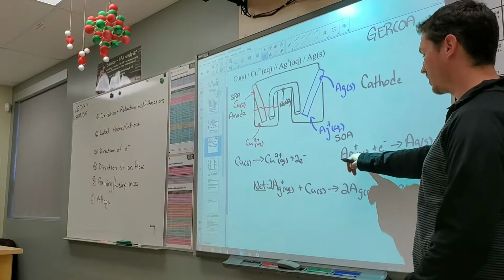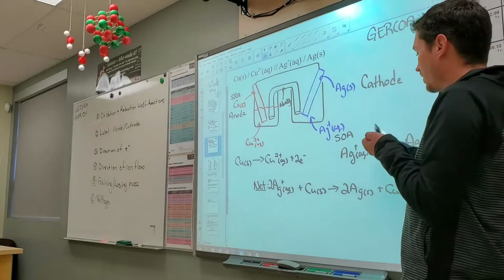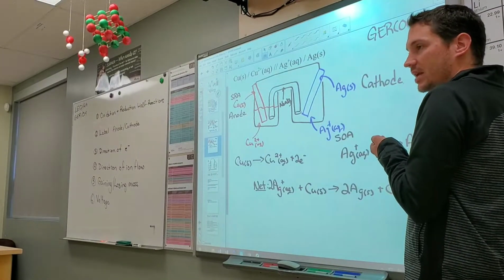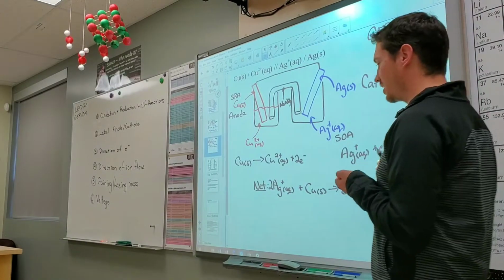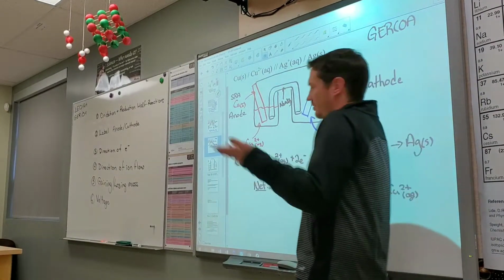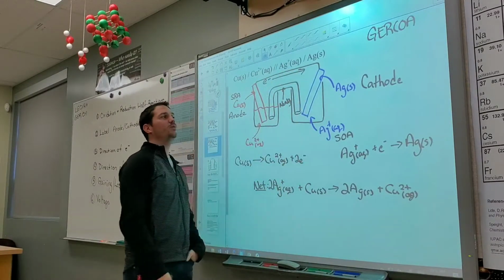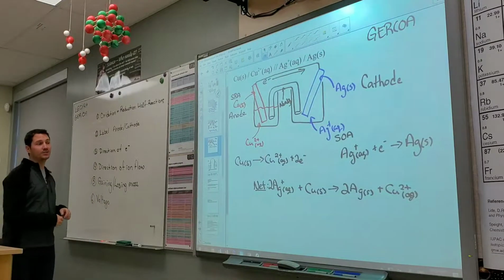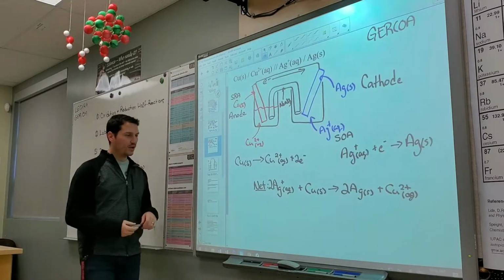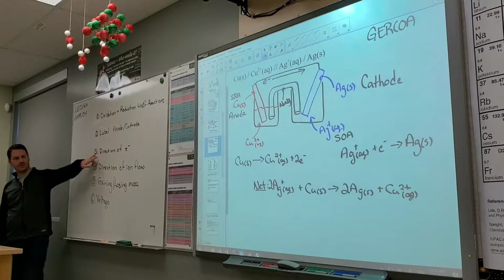The Ag plus, right? So if this thing's gaining electrons, then the electrons must be heading towards this side. Does that make sense? So if the electrons are heading towards this side, what side must they be leaving? That side. Okay. So the electrons are heading this way through the wire, not through the salt bridge, but through the wire. Okay, so we've got the direction of the electron movement.